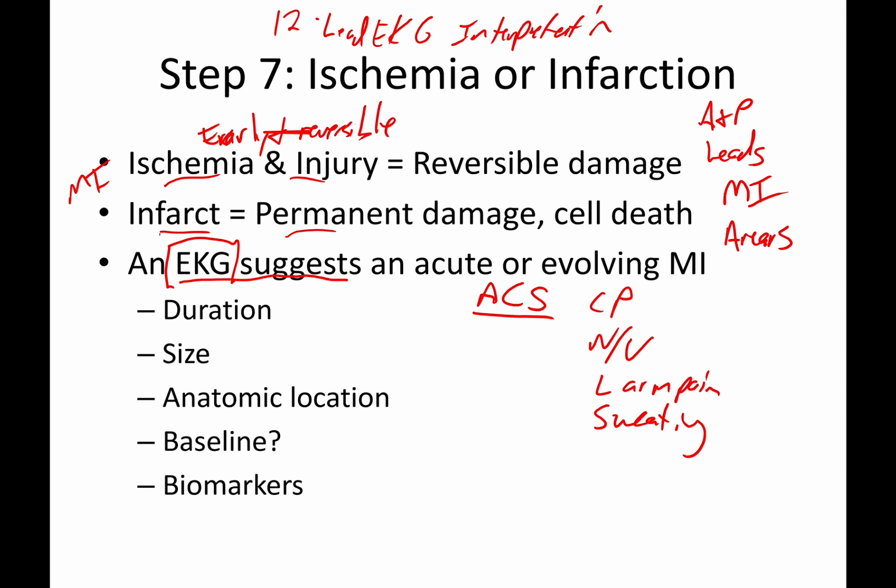It's like any other test. It has caveats. But what we can get from the EKG is if we combine its information with duration, the EKG will help give us an idea of the size, so the scope, the amount of heart involved. It can give us a rough anatomic location, which coronary artery, essentially. If we have a baseline to compare it to, that would be fantastic. Because if they've had an MI in the past, some of the changes that have occurred to their heart because of that may skew the results of what we're seeing now. So having a baseline is always nice.